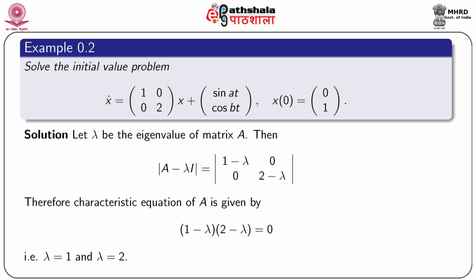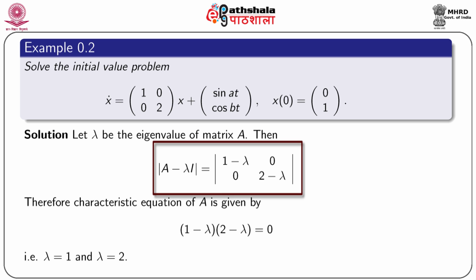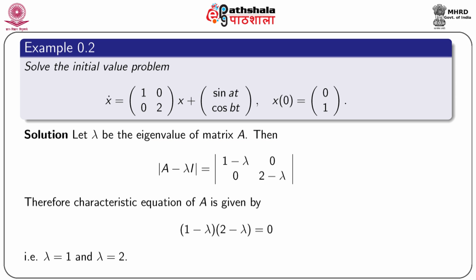Like before, we have to calculate the eigenvalue of the matrix A, which is given by the determinant of A minus lambda I equal to 0, where lambda is your eigenvalue. If you do that here, you will get the determinant of (1 - lambda, 0; 0, 2 - lambda), and this can be easily expanded and solved, and we get the characteristic equation as (1 - lambda)(2 - lambda) equal to 0, giving lambda equal to 1 and lambda equal to 2.